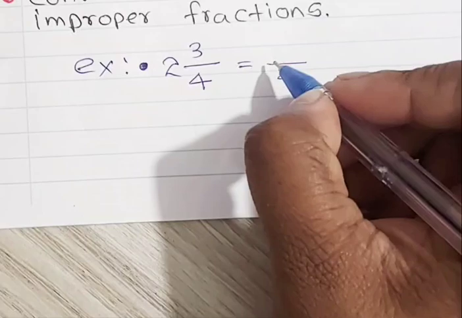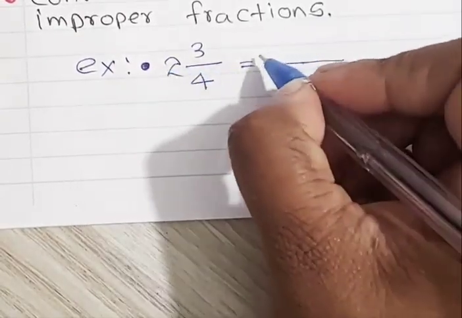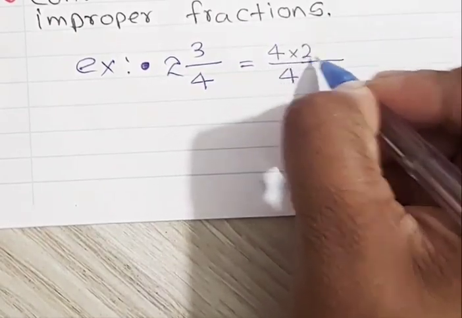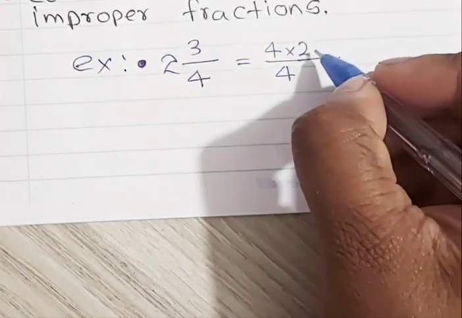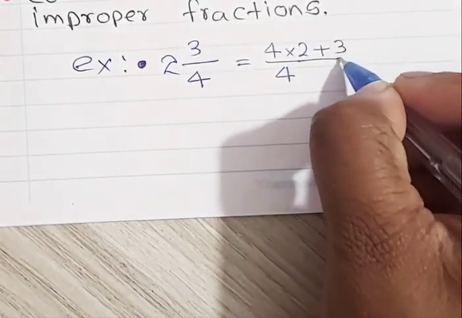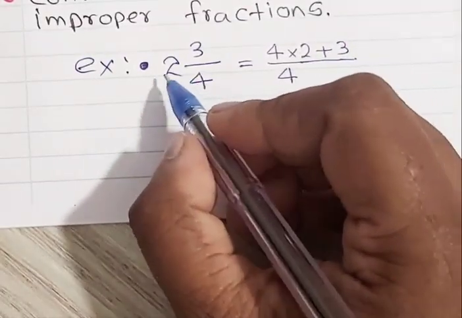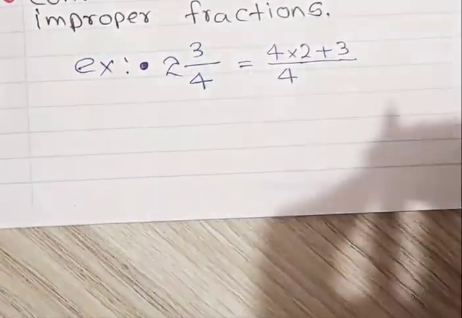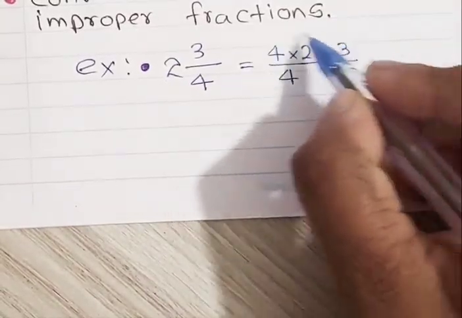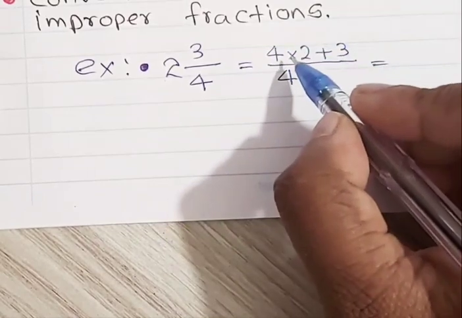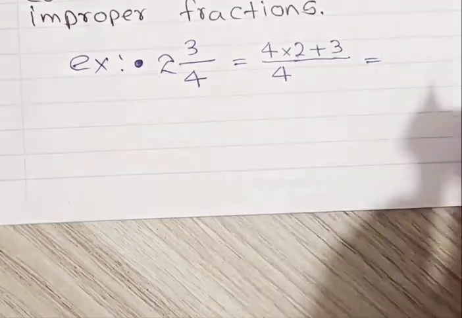4 times 2 is 8. So we write denominator into whole number, that is 4 into 2. After that you have to add the numerator, that is plus 3. So 4 into 2 plus 3, that means denominator into whole number plus numerator. In this numerical expression, firstly you do the multiplication. 4 times 2 is 8, and 8 plus 3 is 11, right?